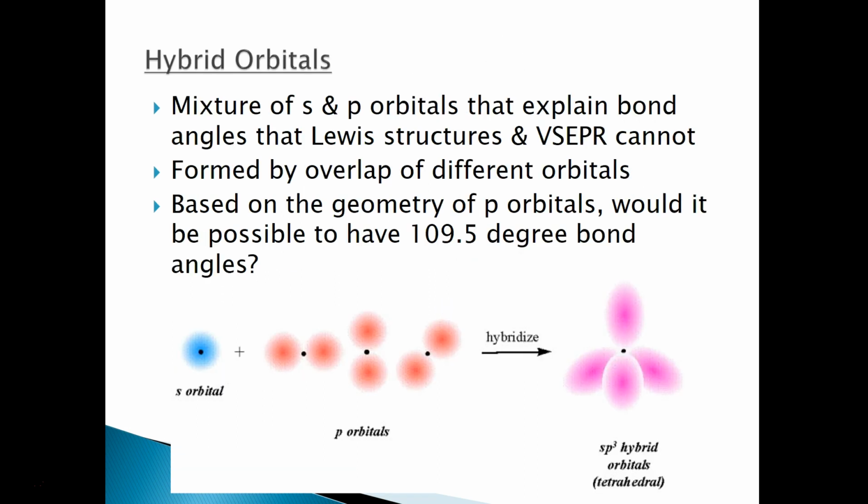All right, so hybrid orbitals. When you mix s and p orbitals, you get what are known as hybrid orbitals. These are basically just formed by the blending of the different orbitals. Now, these hybrid orbitals are what give rise to the shapes that we see in molecules. So ask yourself this question. Based on the geometry of the p orbitals, considering the fact that they are aligned to the x, y, and z axes, would it be possible to have 109.5 degree bond angles? So stop and think about that for a moment, pause the video, and we'll come back to it.